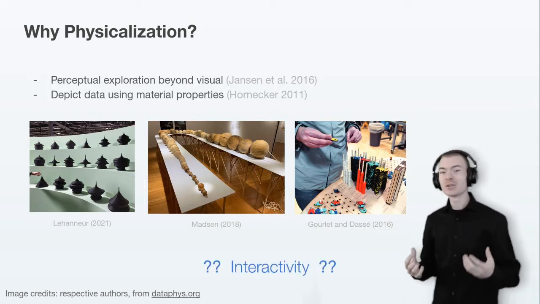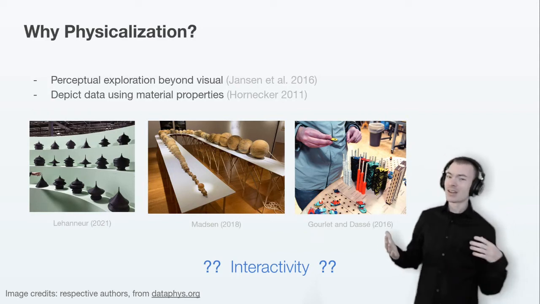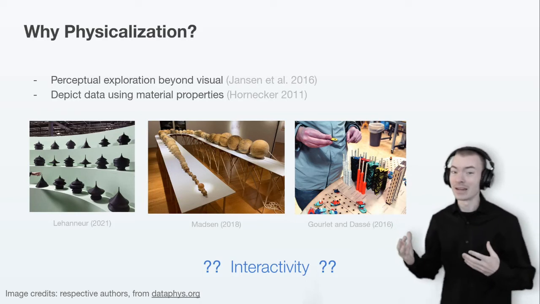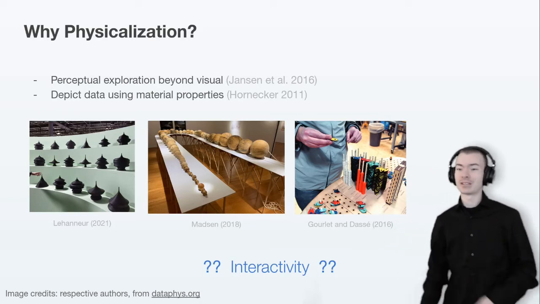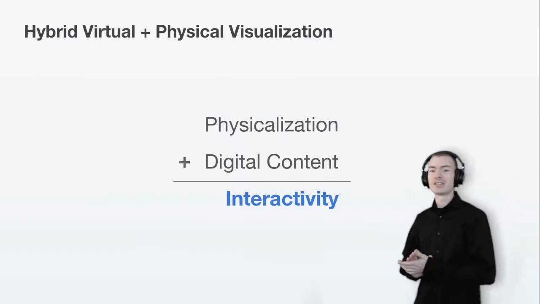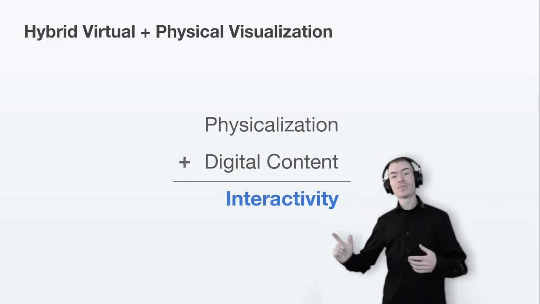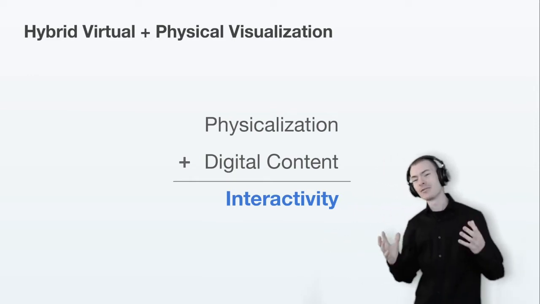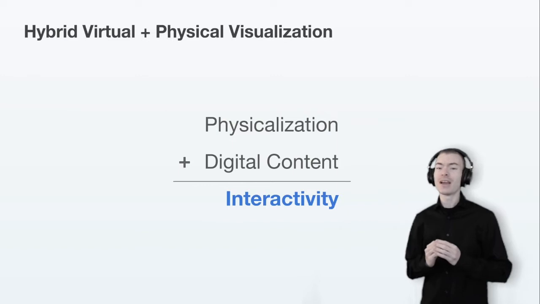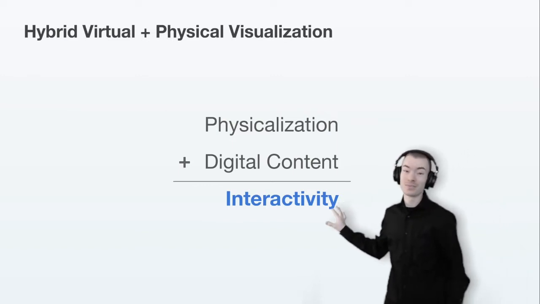But what if the user wishes to make dynamic queries into their data to select, filter, sort, rearrange, or otherwise interactively explore their data? Augmenting physicalizations with digital content is one solution to this interactivity challenge. These so-called hybrid visualizations combine physical and digital elements into one cohesive, interactive visualization.